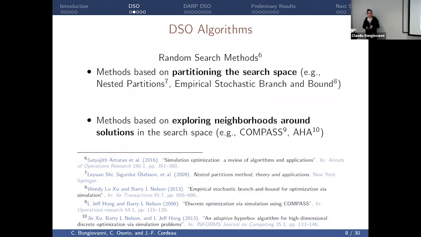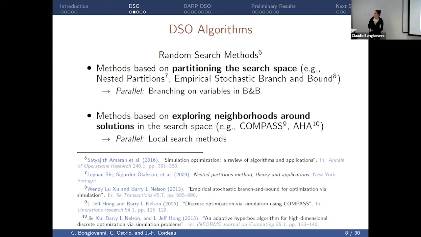Among DSO algorithms, we have the class of random search methods, and we have essentially two main possibilities. One are methods based on partitioning the search space, such as nested partitions or empirical stochastic branch and bound. And then we have methods based on exploring neighborhoods around solutions. These are, for example, COMPASS or AHA. If we want to make a parallel with operations research, the first class could be seen as similar to branching on variables in branch and bound. We try to split the search space by fixing decision variables. And the second class of methods is more like local search metaheuristics, in which we try to explore the search space relative to a specific solution.